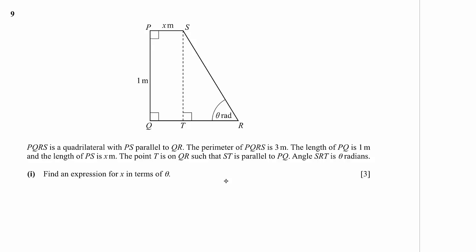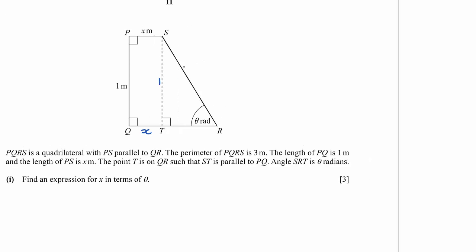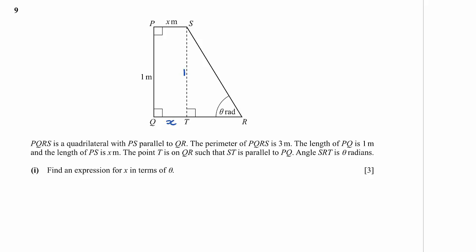The length of PS is x, and the point T is on QR such that ST is parallel to PQ. In other words, this distance here is also x. And of course, this distance here is also 1. In other words, we've got a rectangle there. PSTQ is a rectangle. Angle SRT is theta radians. Find an expression in terms of x for theta.